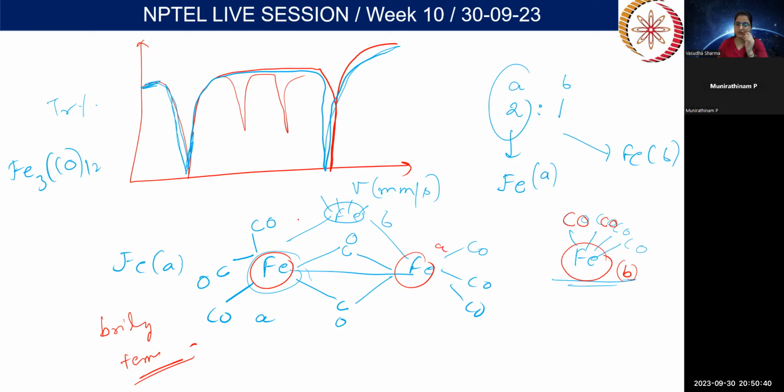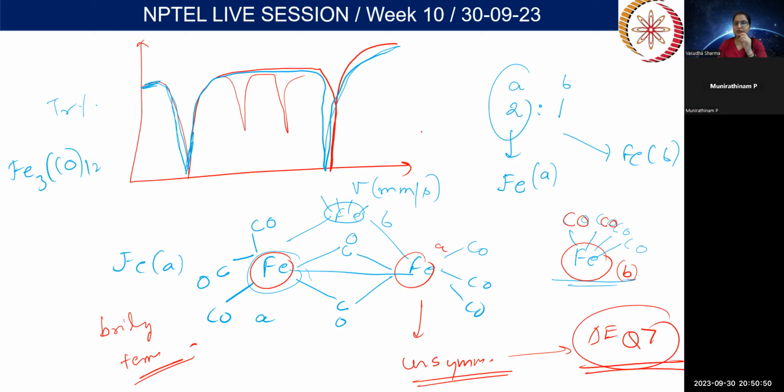Okay, ma'am, I am clear. So when there is a more unsymmetrical structure, that means it would be having more delta EQ. So it is clear from the intensity also, but also from the delta EQ value, delta EQ is more for A compared to the B one. Okay.